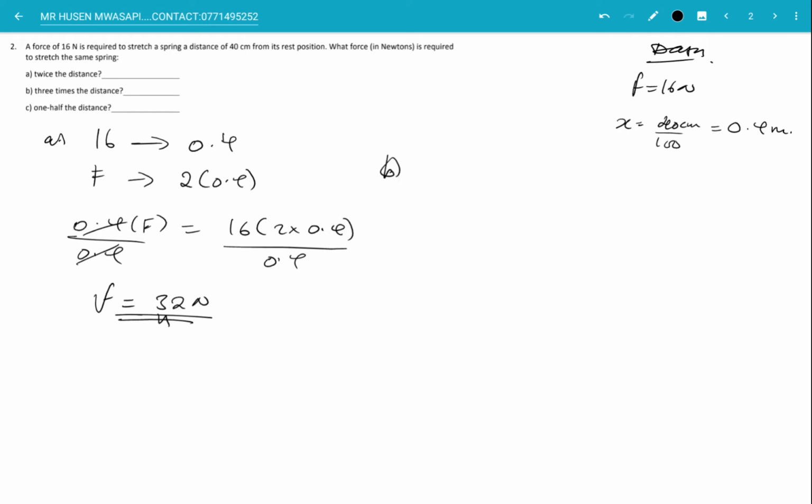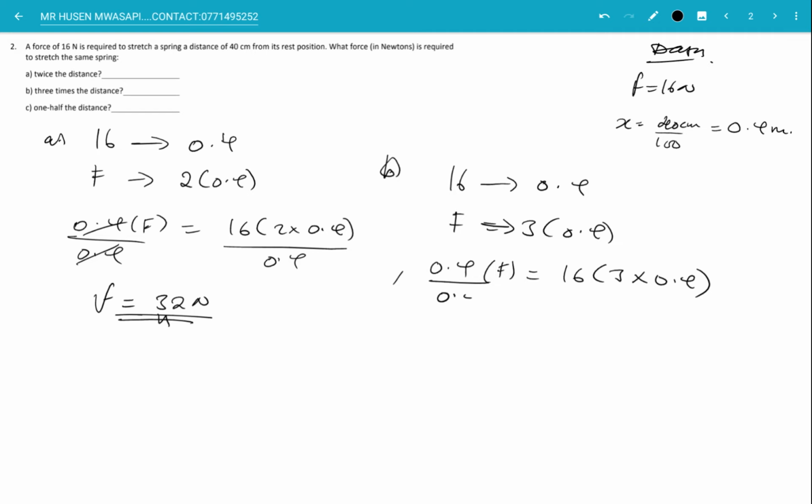You do the same with B. You know that 16 is giving you 0.4. Now what force will give you 3 times 0.4? You cross multiply, you have 0.4 times F equals 16 times 3 times 0.4, divided by 0.4 on both sides. F is going to be equivalent to 48 newtons.